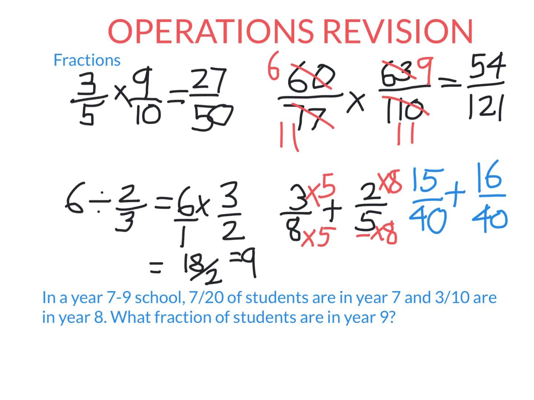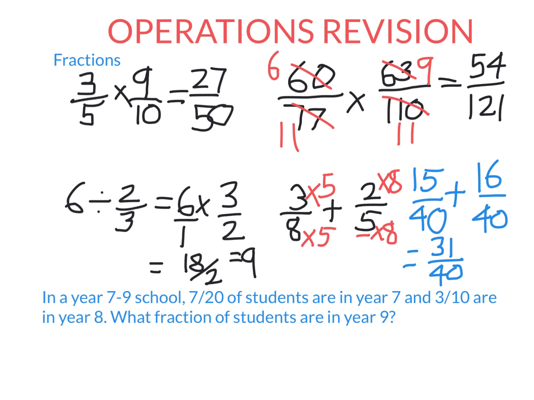So now that I have the denominators the same, when adding or subtracting, we simply add or subtract the numerators. We leave the denominator alone. I don't go 40 plus 40 on the bottom. I keep the same denominator, and I just do 15 plus 16 on top. So 31 over 40 is my final answer.